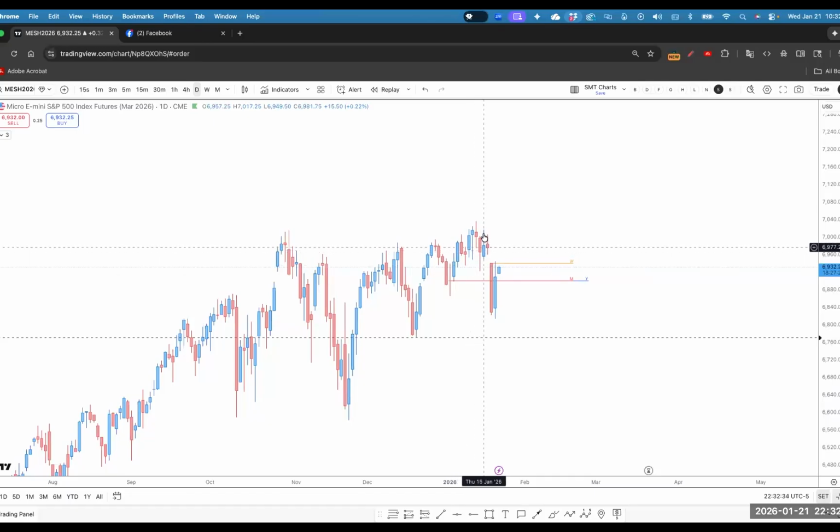Then the next day we took out the high, but we didn't take out the low. And then we closed inside of the previous day. Then the next day, we didn't take out a high, we didn't take out a low, and then we closed inside of the previous day. Then we open up, we took out a low, another low, another low, but then we stopped at this order block right here.